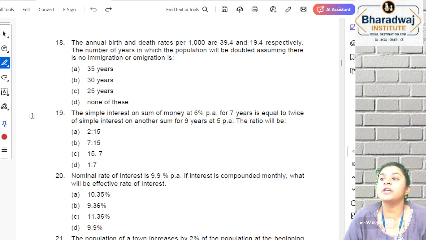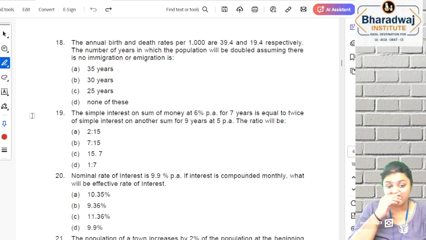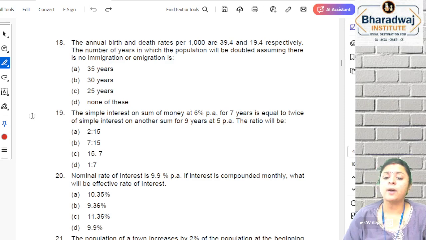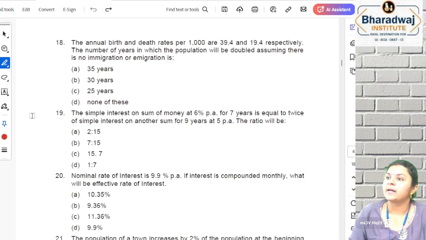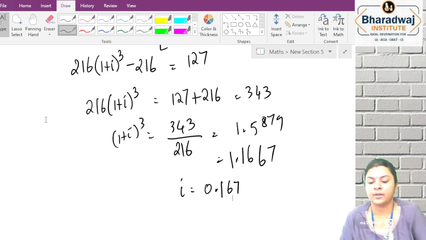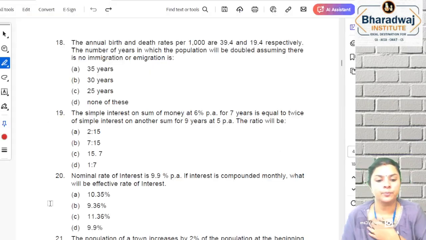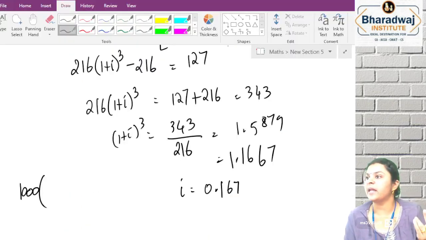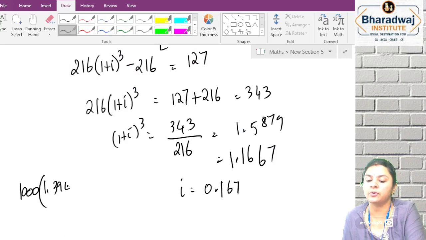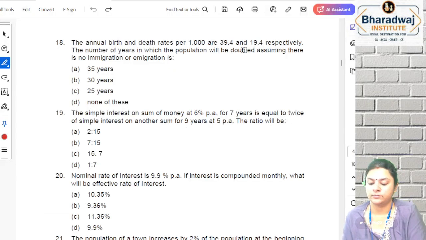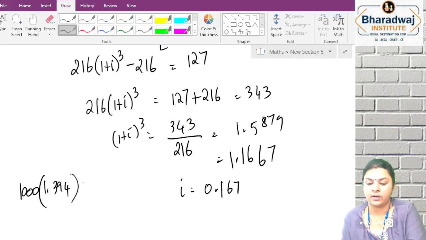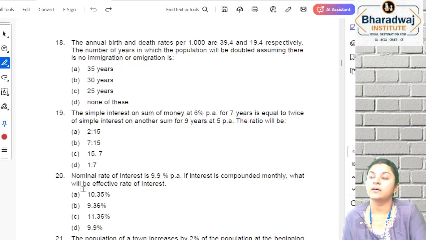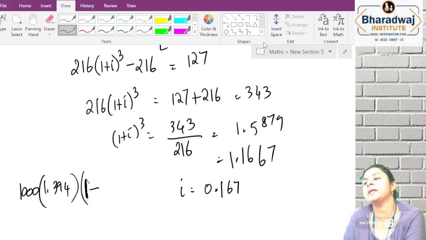So they are asking you the population has to be doubled. Now here there is a birth rate and a death rate. So population increases by birth rate and decreases by death rate. So what you need to do is 1000 into birth rate, which is 39.4. So 1 plus 39.4 by 100, or 1.394. Correct? Into 1 minus death rate, which is 19.4. 1 minus 19.4 by 100, 1 minus 0.194.